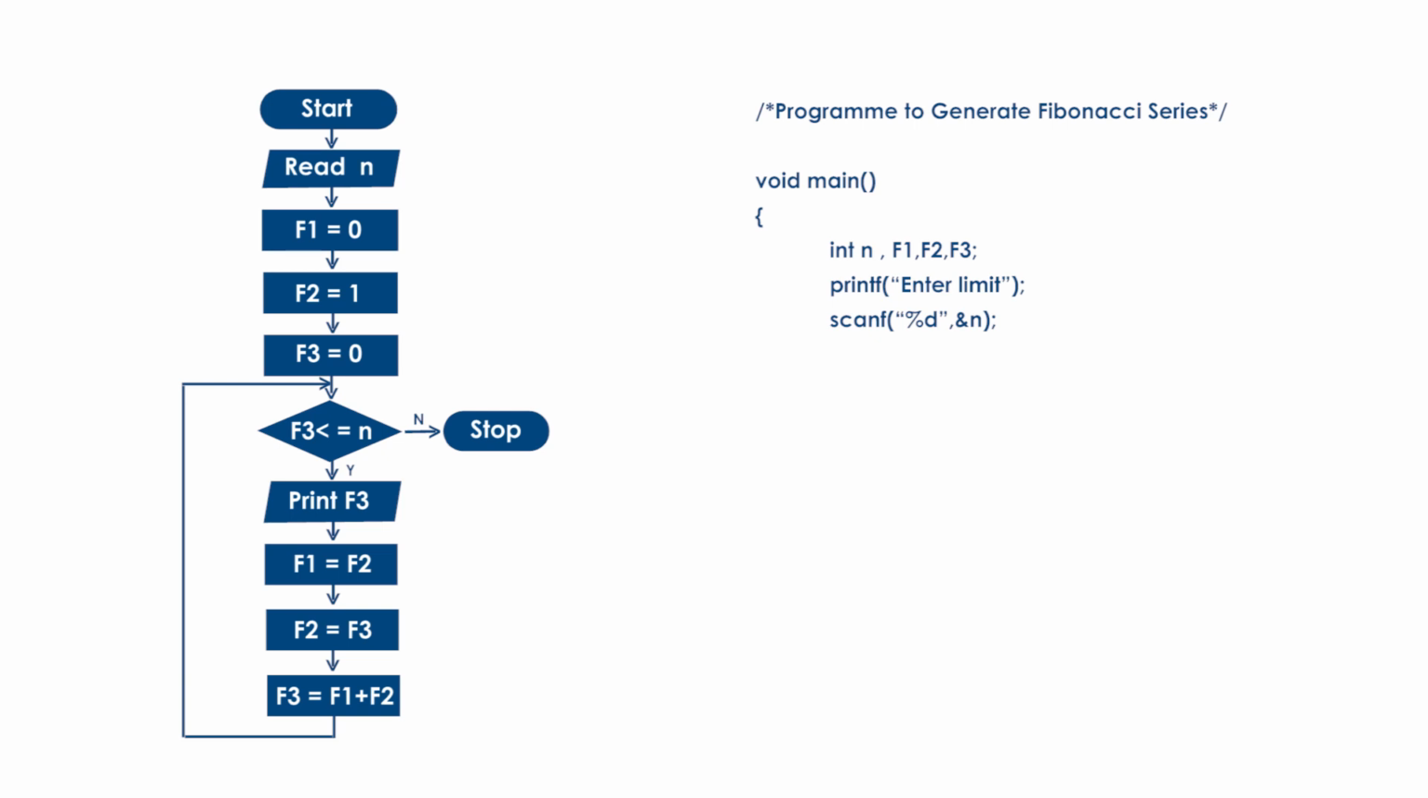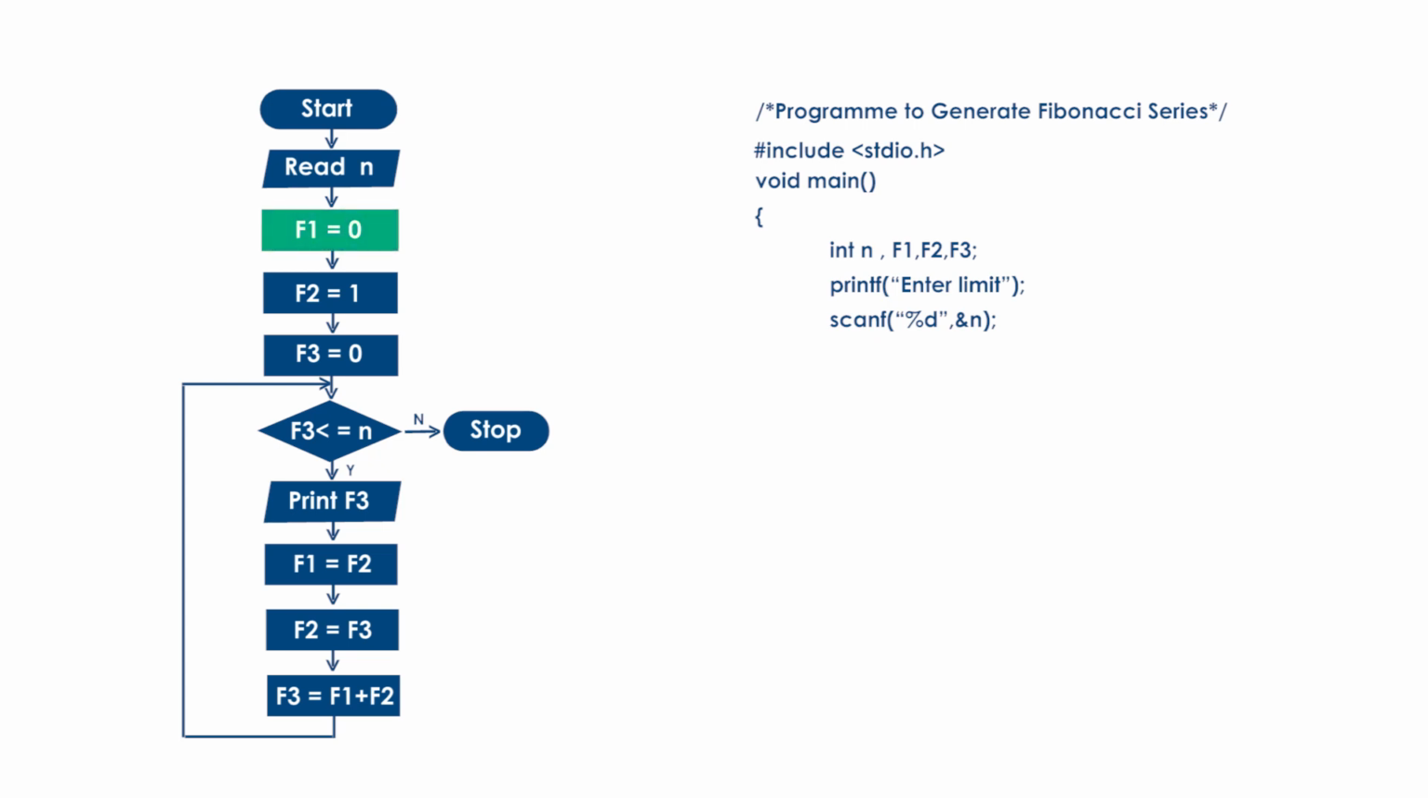Next step is to read the value of n. We use the function scanf to read a value from the keyboard. Before reading, give the prompt message, printf, enter the limit. Then write scanf %d ampersand n. In order to use scanf and printf, we have to include the header file stdio.h. So before the main function, write hash include stdio.h.